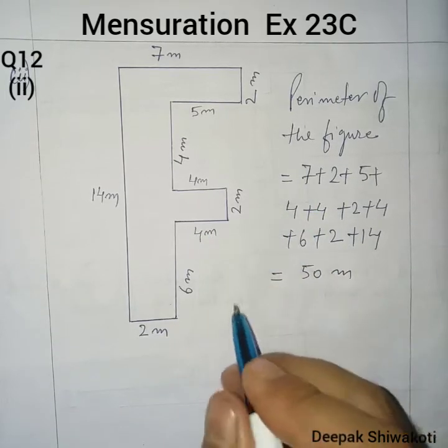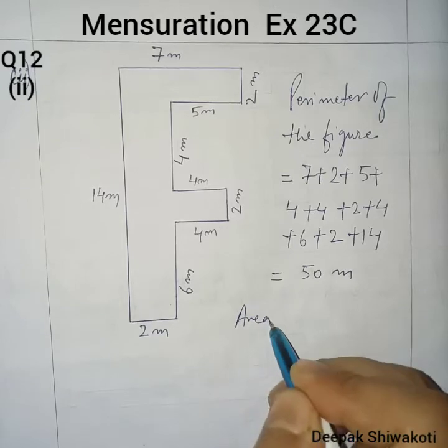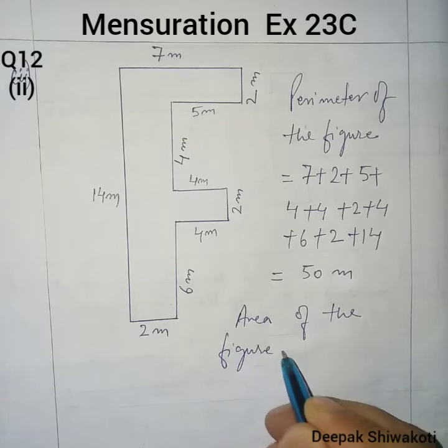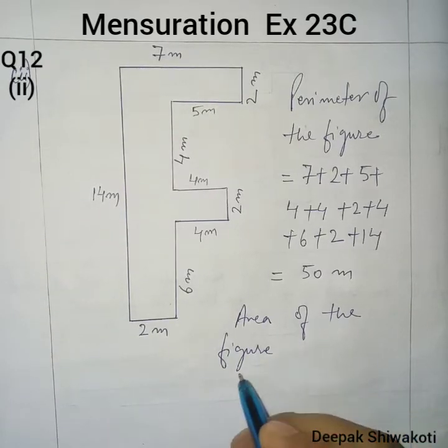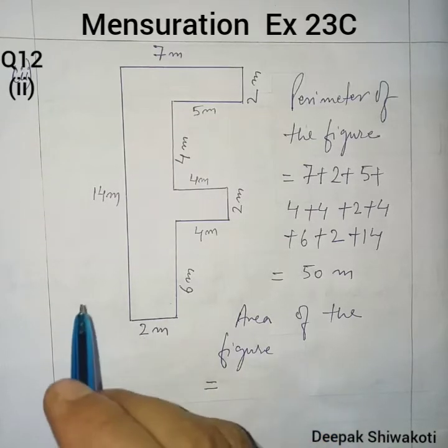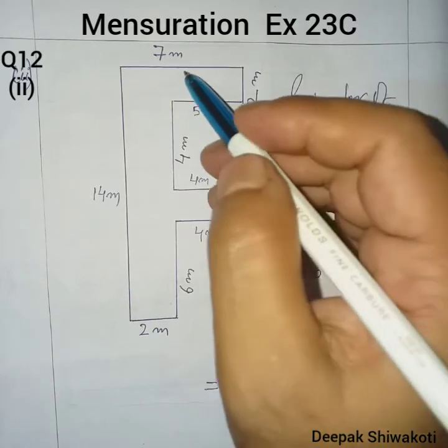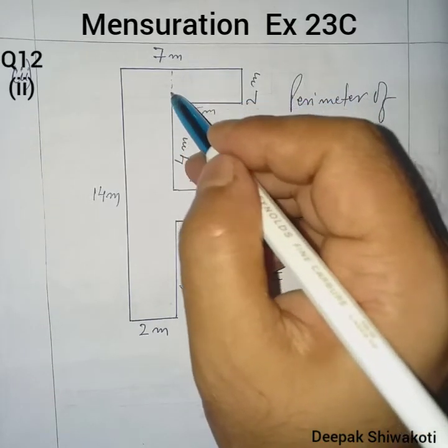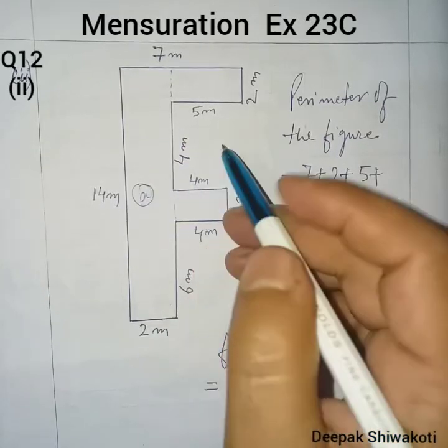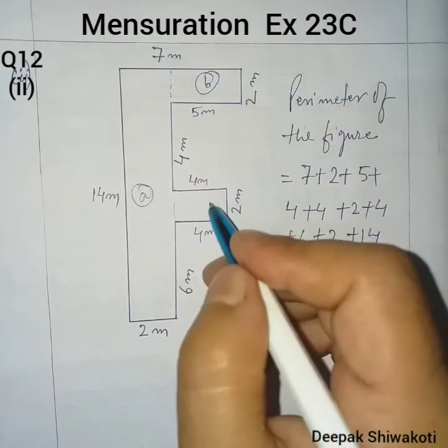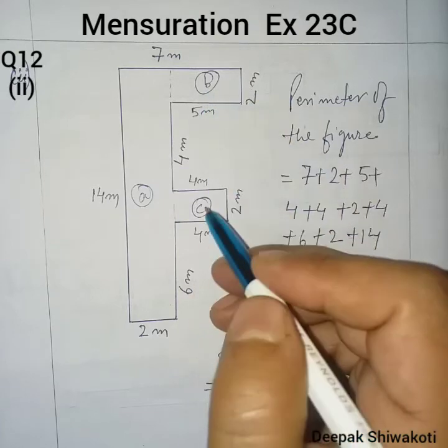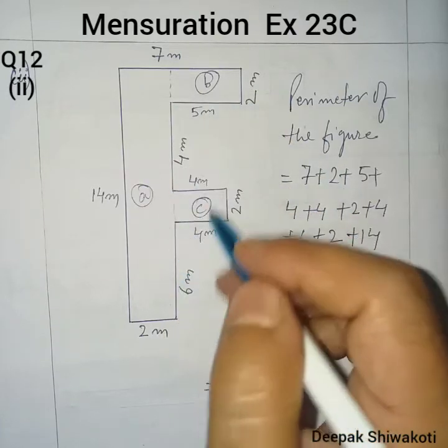Now, we have to find the area also. Area of the figure will be equal to, here you can write, the area will be calculated in this manner. Suppose we separate this part as A and this one as B and this one as C, so the area of A plus the area of B plus the area of C will be the area of this given figure.